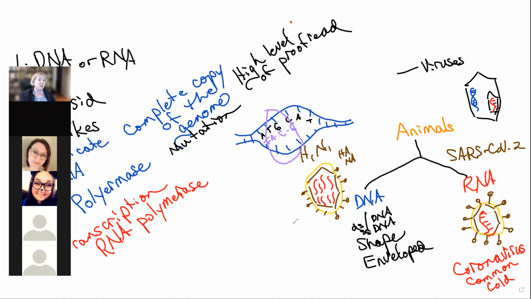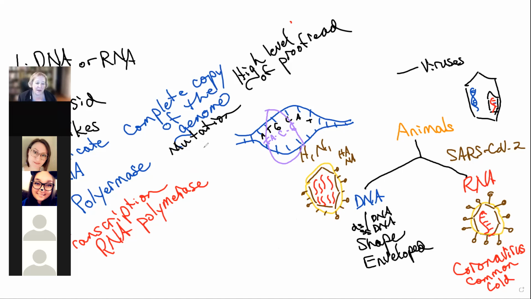We call that the proofreading function of DNA polymerase. So the mutation rate is really very, very low. We do not get mutations very often. Now with bacteria, we tend to see more mutations within the population just because they divide so frequently.